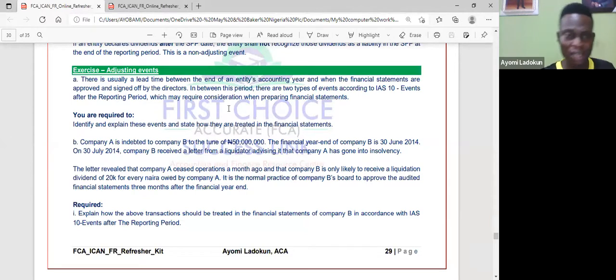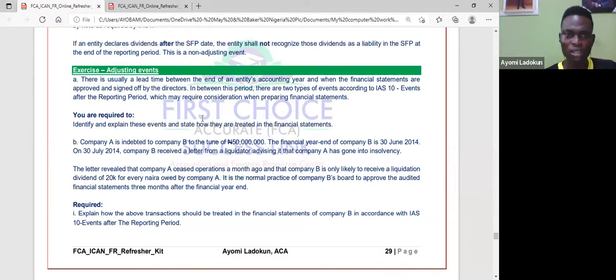There is usually a lead time between the end of the entity's accounting year and when financial statements are approved and signed off by the directors. In between this period, there are two types of events according to IAS 10, which may require consideration when preparing financial statements. You are required to identify and explain these events and state how they are treated in the financial statement. Did you see that? 3-in-1 question. Identify, explain, and state how they are treated in the financial statement.